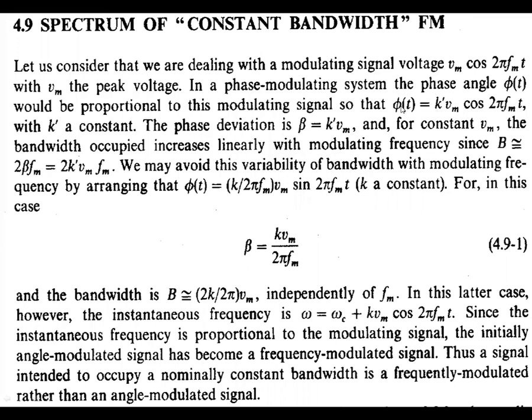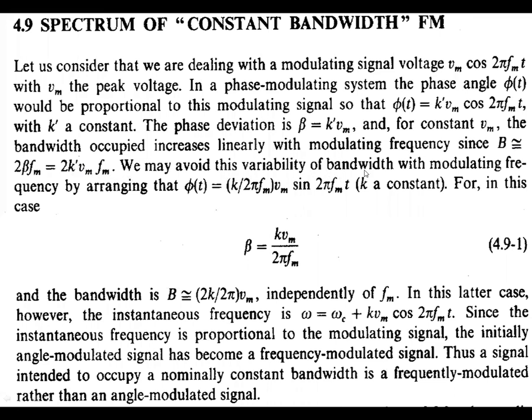Because of the phase modulation, the phase is proportional to the modulating signal, where k' is constant. The phase deviation beta is equal to k' into Vm. For constant Vm, the bandwidth occupied increases linearly with modulating signal frequency, since bandwidth is proportional to 2 beta into fm. Beta is equal to k' into Vm, so the bandwidth is proportional to 2 k' Vm fm.